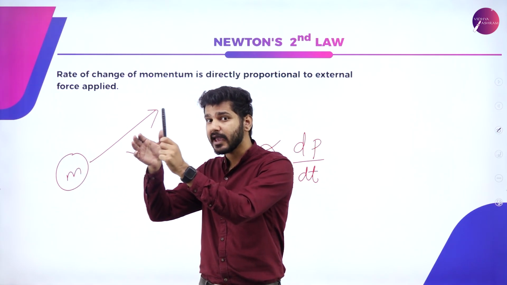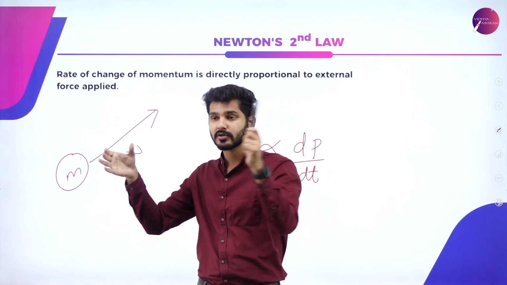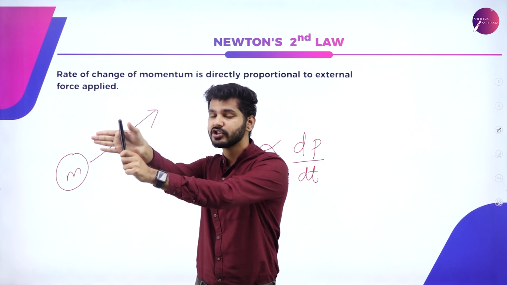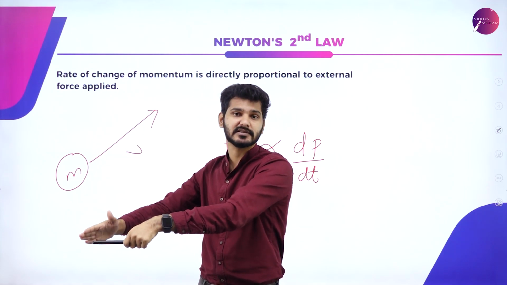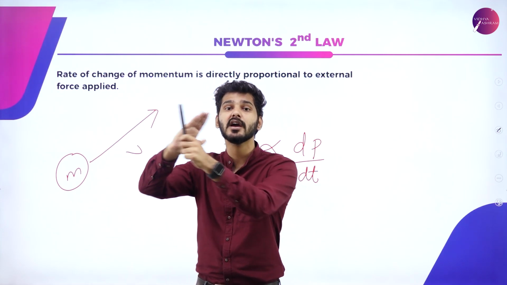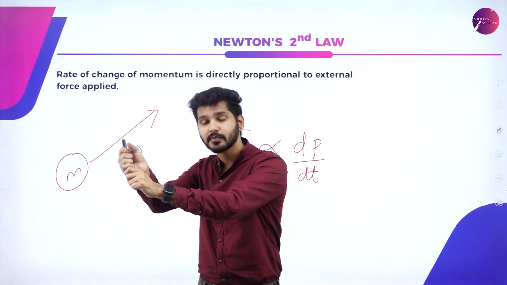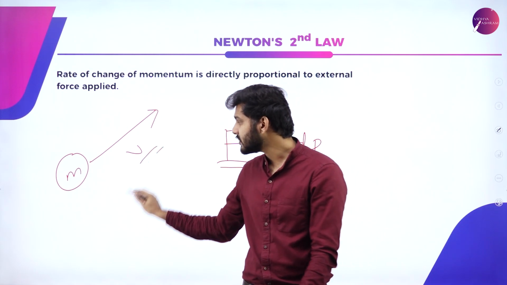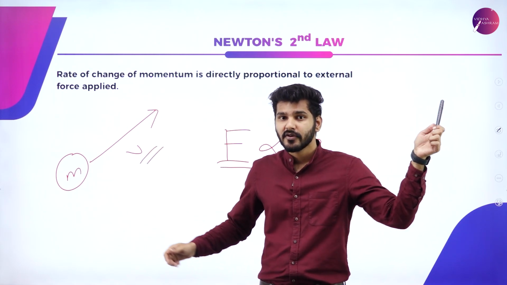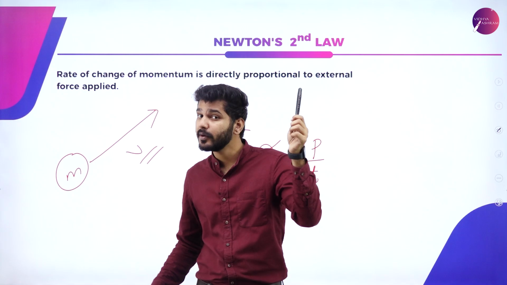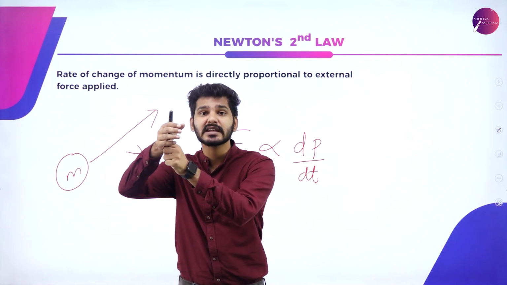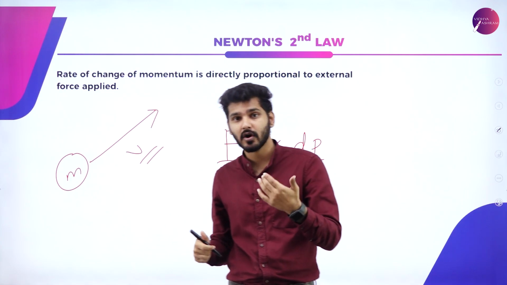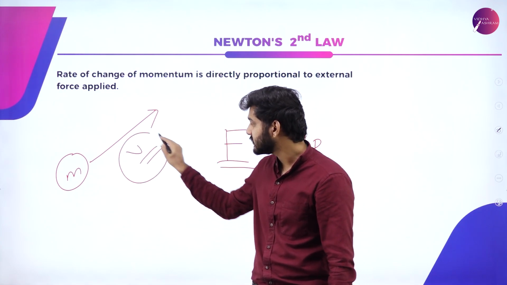But if I apply a particular force onto this object, if I'm trying to catch it, push it, or deviate it from its trajectory, I have to apply a force. So when I'm applying that force, what happens? Its momentum actually changes. When the object is coming with a particular velocity and I apply an external force, I can vary or influence its velocity.